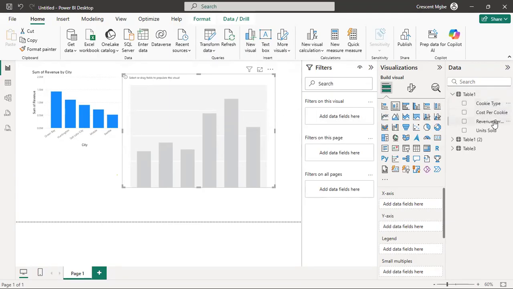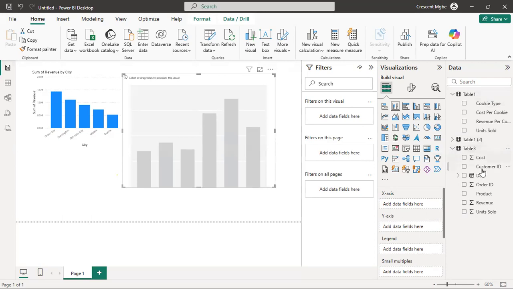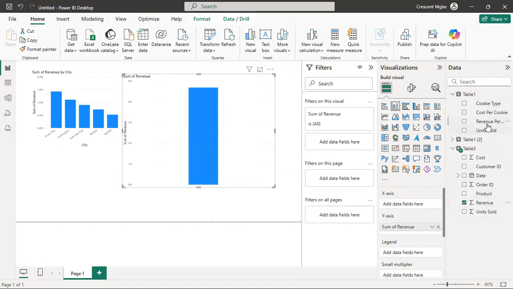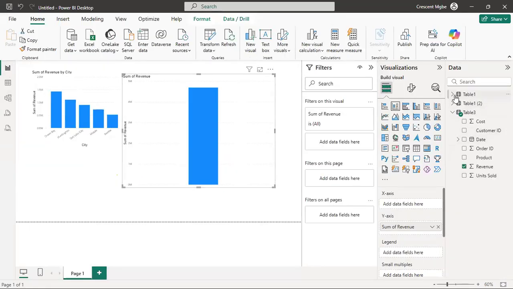Okay, no, revenue. You want to know the revenue from each city. Which table is this? Table 3, right? So, table 3, from each city. Where is city? Revenue. We're looking at revenue from each city. So this is table 3 and table 1. Okay, yeah. This is table 1. Revenue.